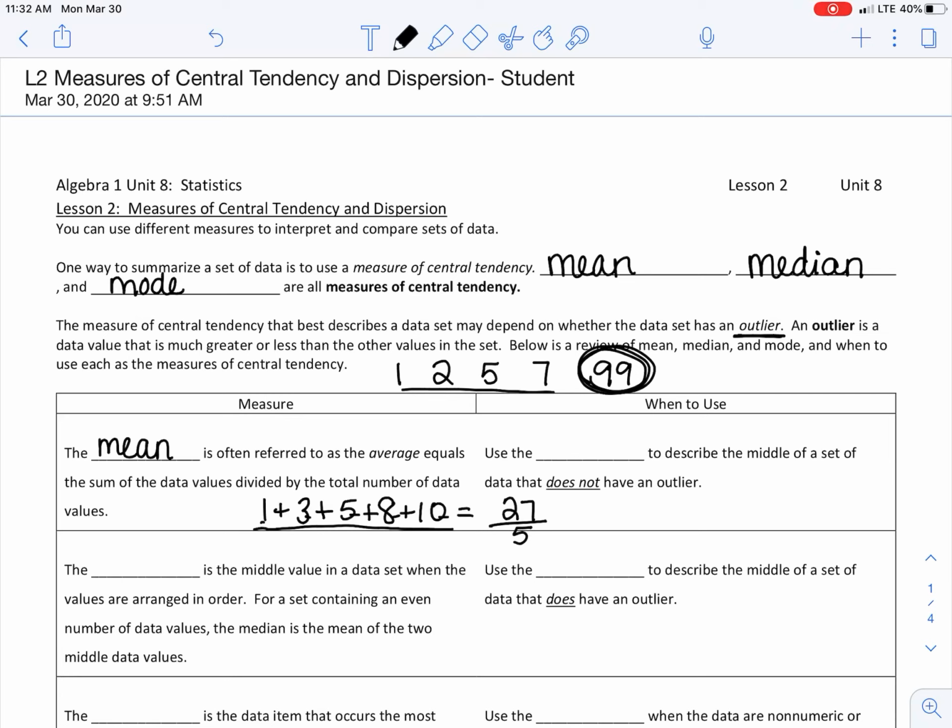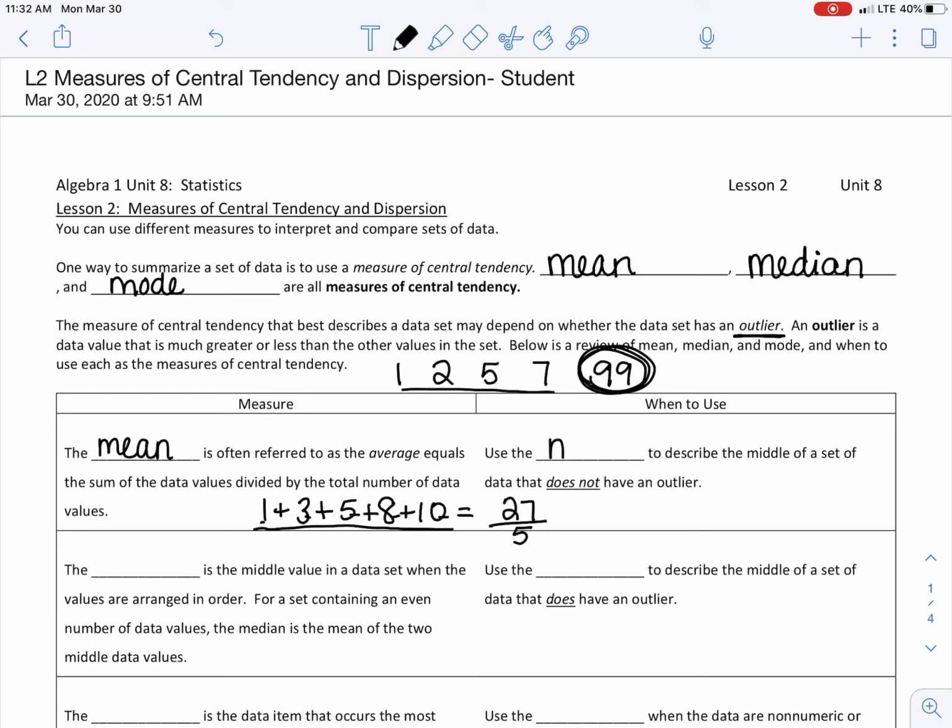I don't know what that is right off the top of my head. Probably 5.4, I think. But I'm not 100%, so please do not quote me on that. But that would be how you find the mean. So you add all your numbers together and divide by the total numbers that you have.